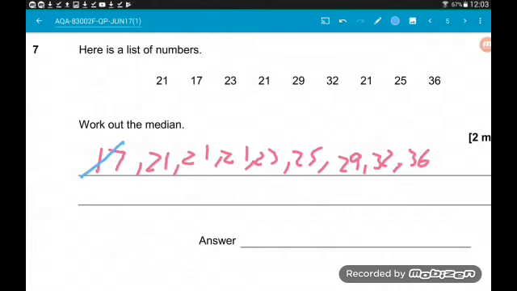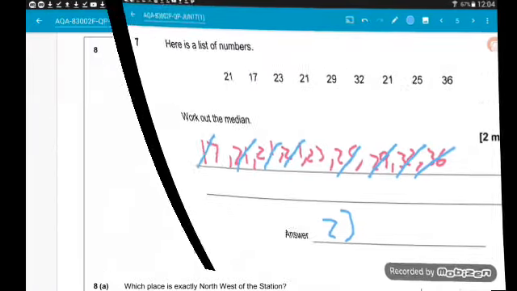So cross out 17, cross out 36, cross out 21, cross out 32, cross out 21, cross out 29, cross out 21, cross out 25. 23 is left in the middle, 23 is our median.